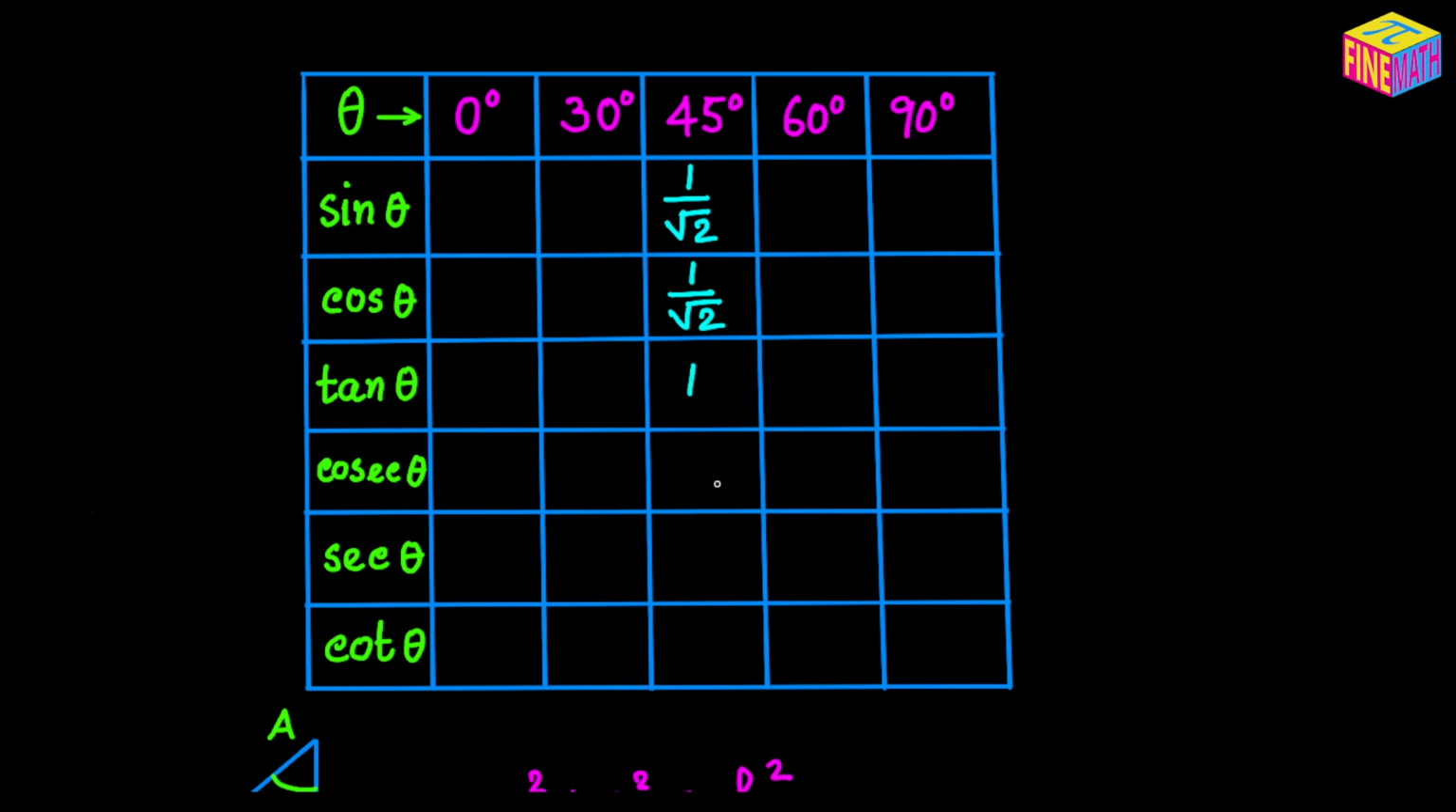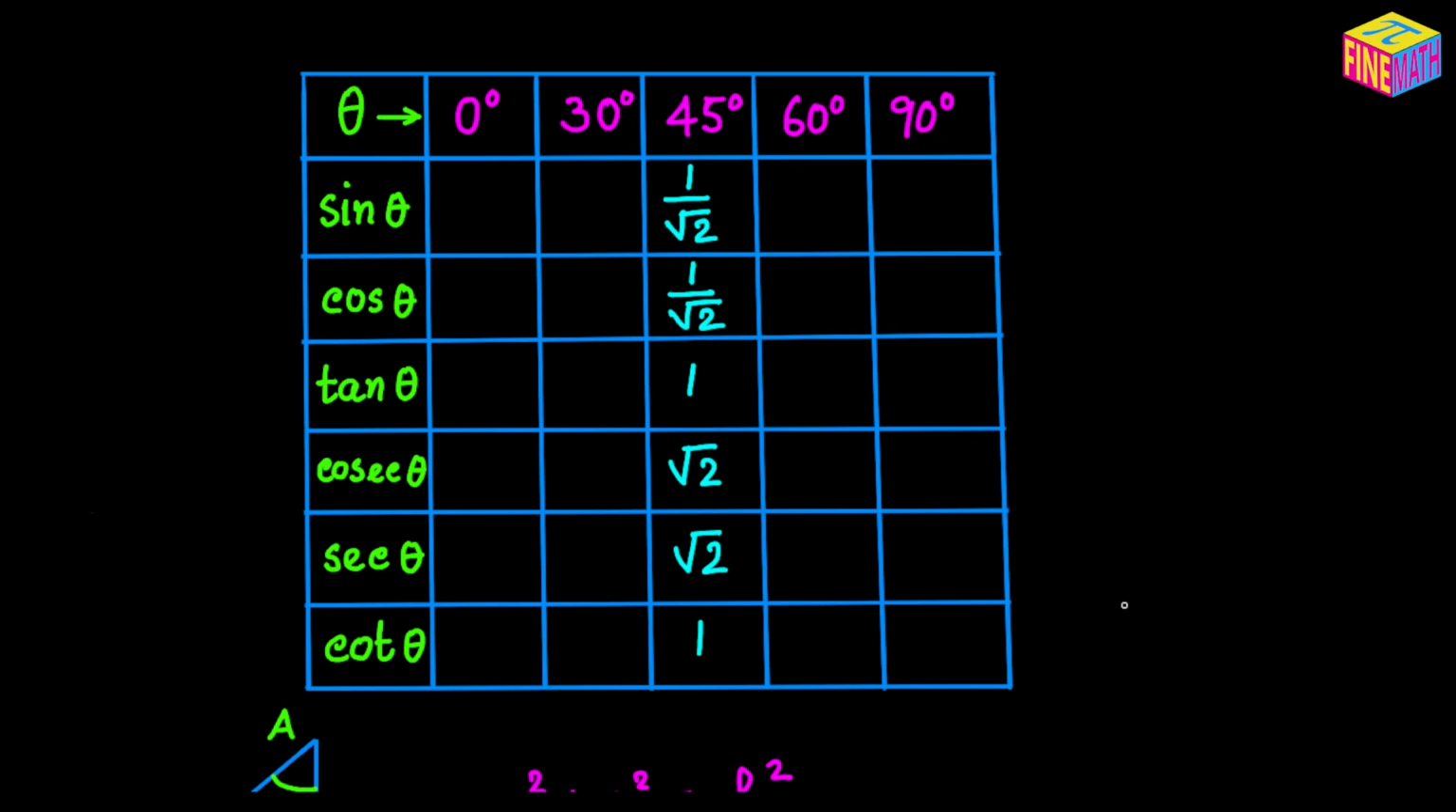For cosec 45 degree, it will be the reciprocal of sine 45 degree. Sine 45 degree is 1 divided by square root of 2, so cosec 45 degree will be square root of 2. It will be just the inverse of it. And similarly, sec theta will be 1 divided by cos theta. That means sec 45 degree will be 1 divided by 1 by square root of 2, which will again be square root of 2. And cot theta is 1 divided by tan theta, which is 1 divided by 1, and that will be 1. So we have filled in all the rows for 45 degree angle, right?